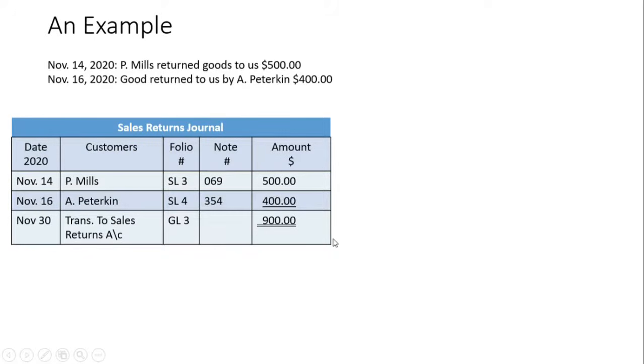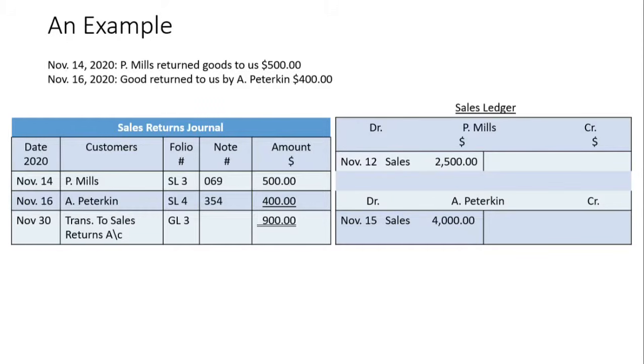All right. And then we move on to our sales ledger, right? Now in the sales ledger, again, I deliberately left in the previous transactions of P Mills and A Peterkin, right? That was on the debit side. And I want to show you now that when goods are being returned to us, in these debtors accounts, then we would make a credit entry, right? So we would credit P Mills account, signifying that he owes us less money because he sent back some goods to us. And similarly for A Peterkin, we would credit his account, signifying that he owes us less money.